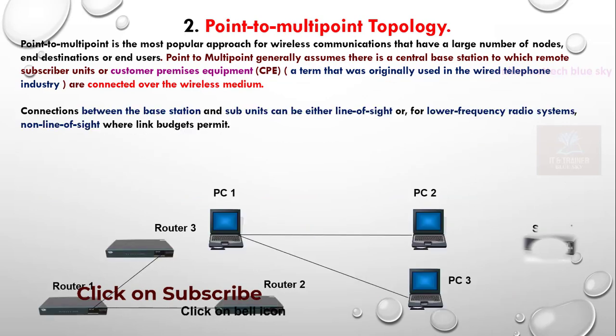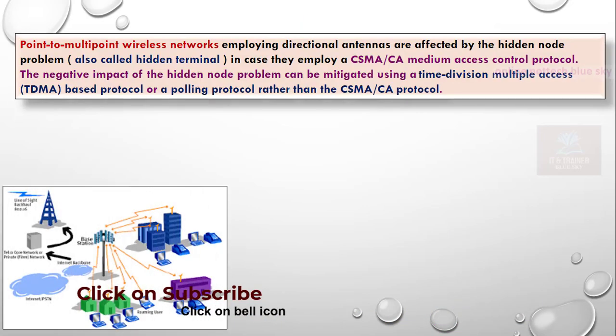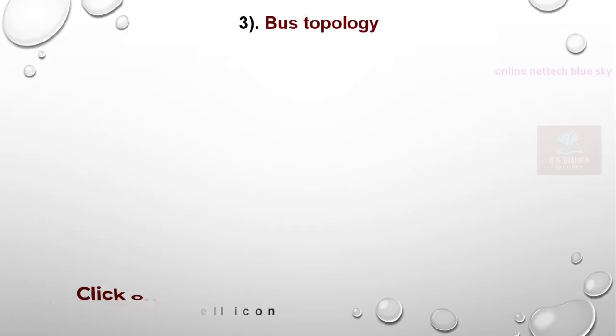What is a point to multi-point topology? A wireless system is a point to multi-point topology system, one type of point to multi-point topology. Third is bus topology.